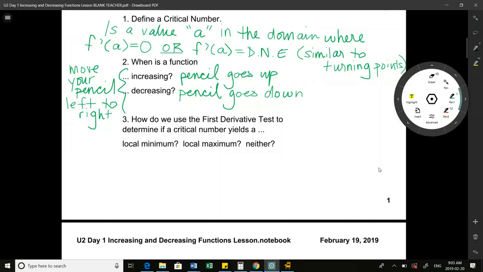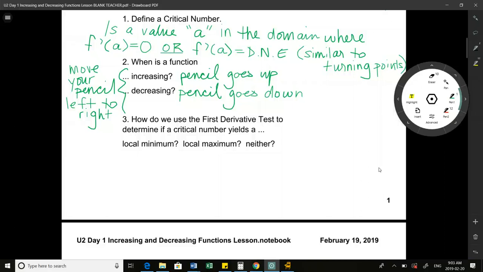Zainab? I'm confused about critical number. Is it just we find the derivative of the function and set it equal to 0? I don't understand. Yeah, so you guys did some of these questions in the first chapter. So you're going to find the derivative, you set it equal to 0, and you solve for the x's that make that possible. Yeah, yeah.